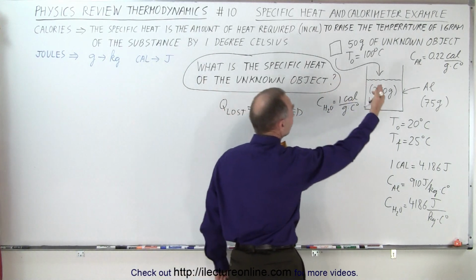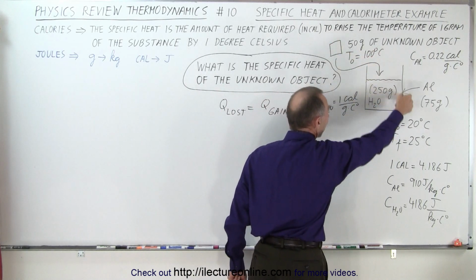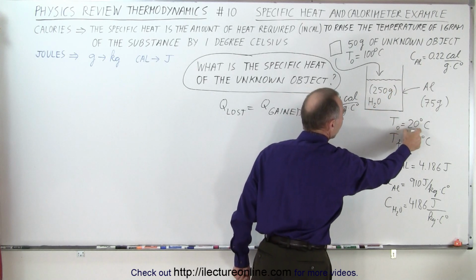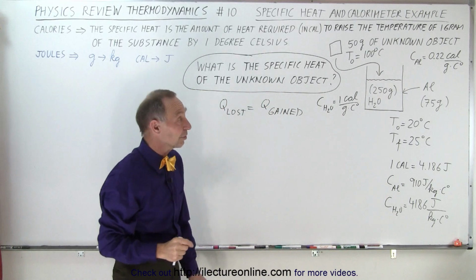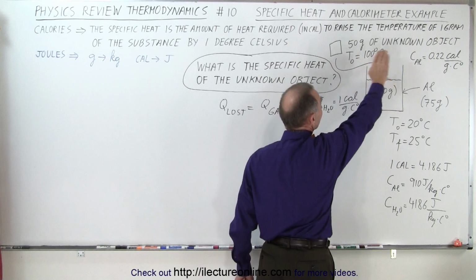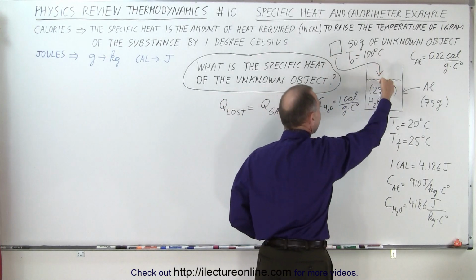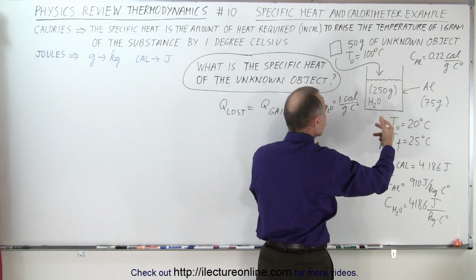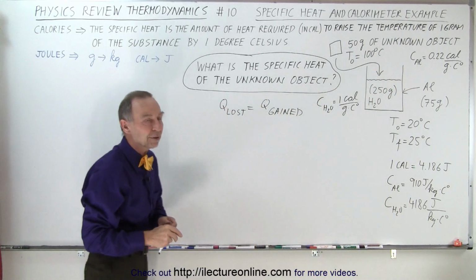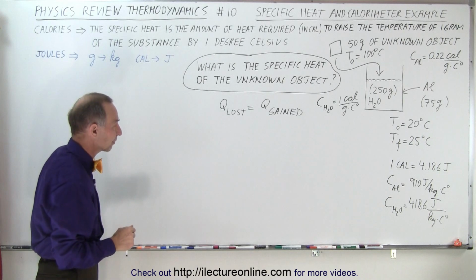The unknown object. What we're doing here is we're taking a hot object and placing it into a cup that's made out of aluminum that contains 250 grams of water, and they both start out at an initial temperature of 20 degrees Celsius. The hot object starts out at 100 degrees Celsius. We do not know the specific heat of the object. That is what we're trying to find out. And so when you place the object in the hot water and heat is transferred from the hot to the cold objects, the final temperature of all three will be 25 degrees Celsius. So based upon that, can we figure out the specific heat of the unknown object?